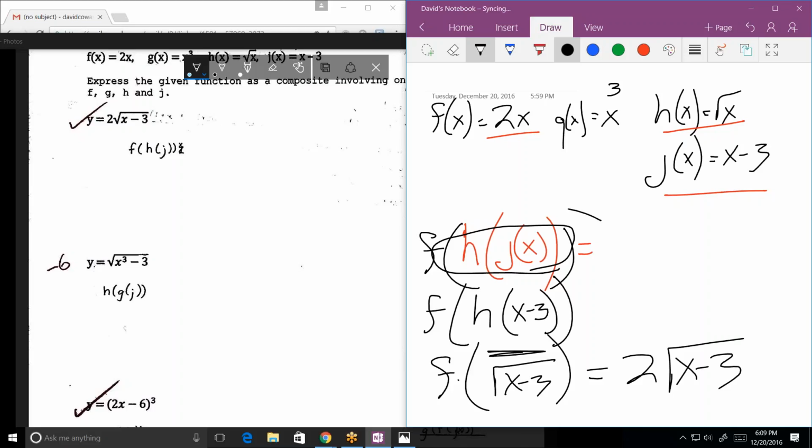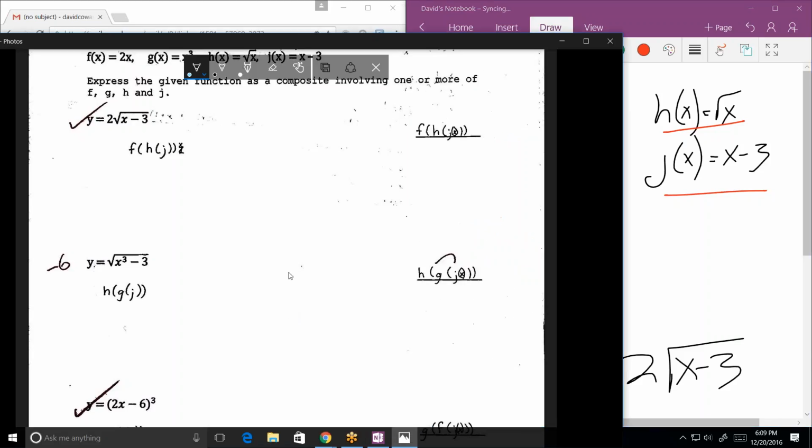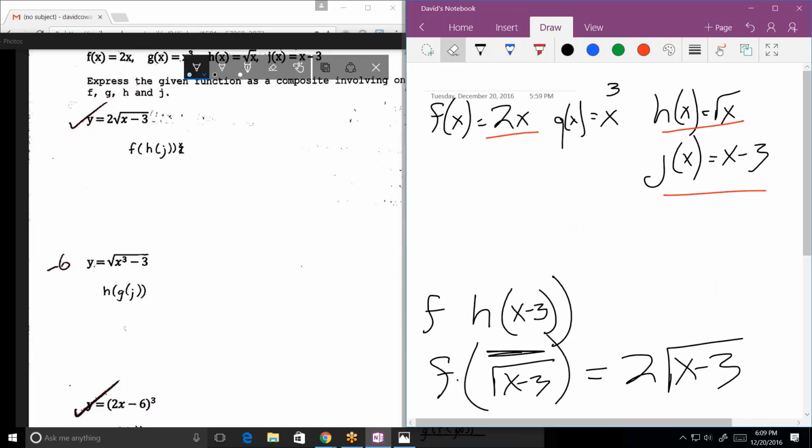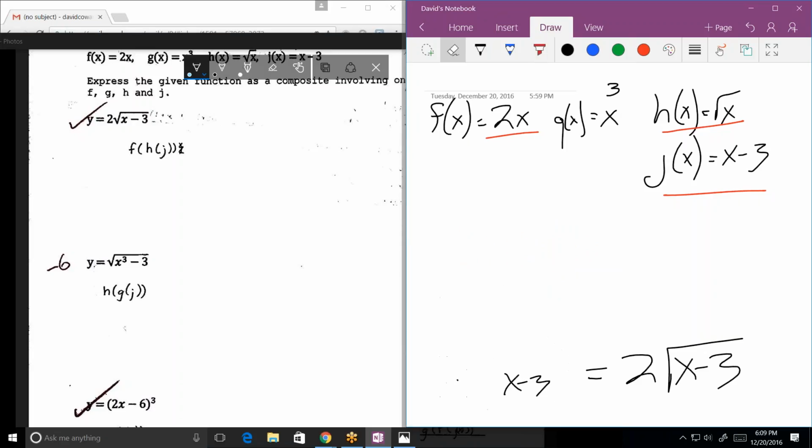So that's it right there. It's a composite of 3 functions, which is pretty unusual. I don't run into that very often. Let's look at the next one. Hold on a minute. Let me erase some of this. The best way to do these is try to figure them out from the inside out.